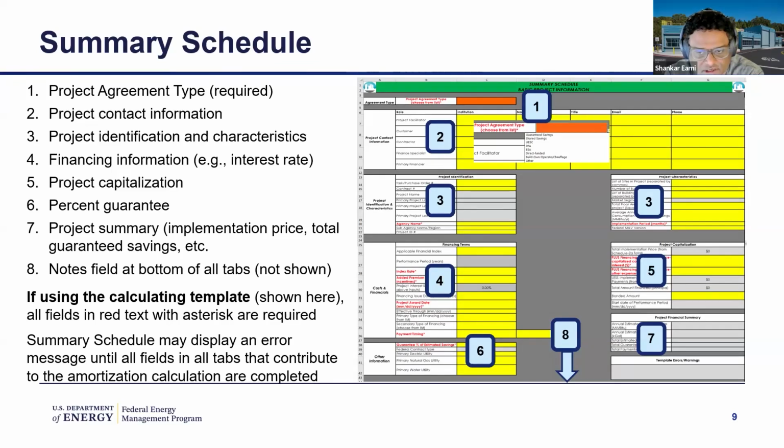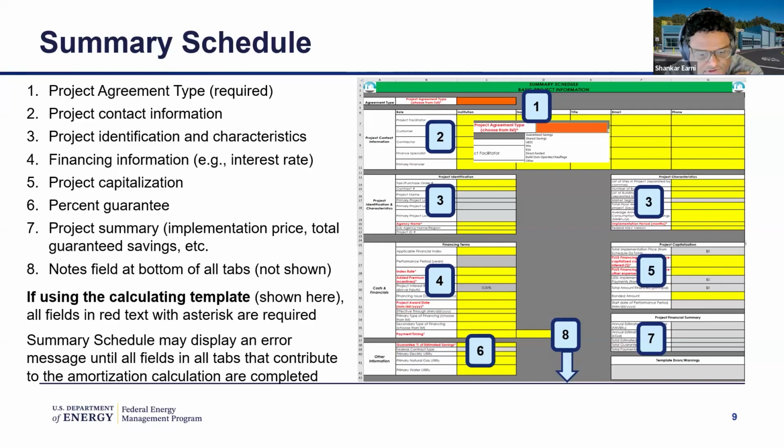There are different project agreement types. There are ESPCs, there's UESCs, and energy sales agreements, which are a different type of ESPC. And you can also accommodate a direct funded project, as you can see from the drop-down menu. Again, there's contact information, project identification and characteristics, such as the name of the project, any identification, agency, and things like that. And there's costs and financials.